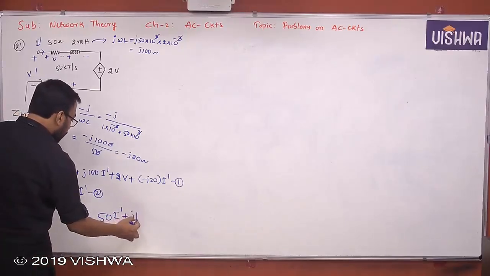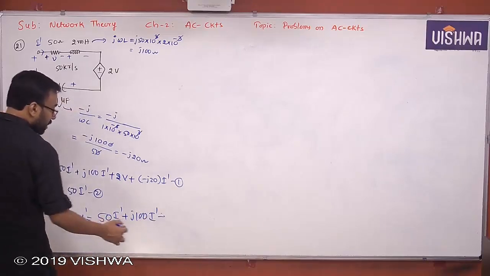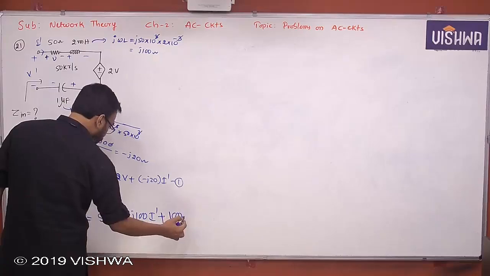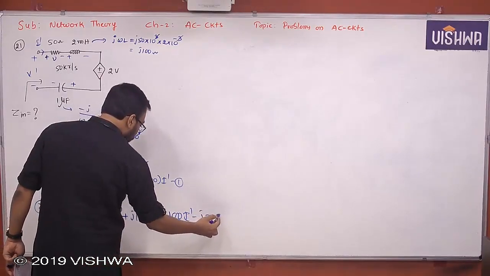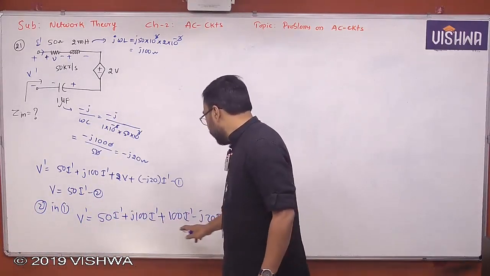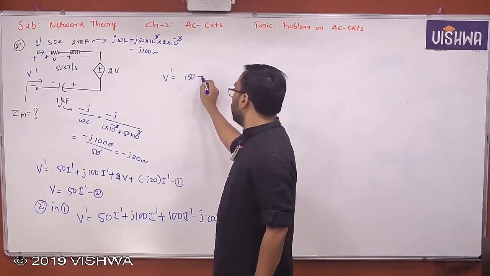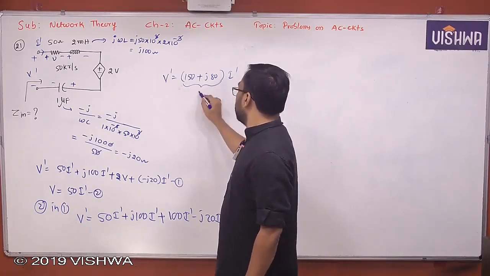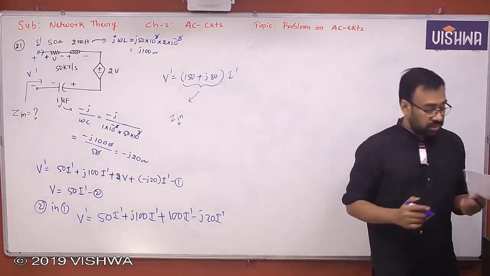Plus j100 I dash, okay? Plus 2 times, that is 100 I dash, minus j20 I dash. So just add all the real values here, 150, and you add these two here, you get plus 80. So finally you get V dash is equal to 150 plus j80 into I dash. This is nothing but Zn. Clear? Note down this 21st problem.